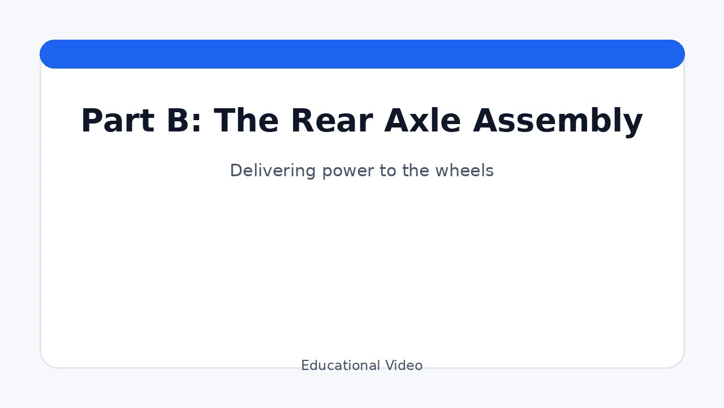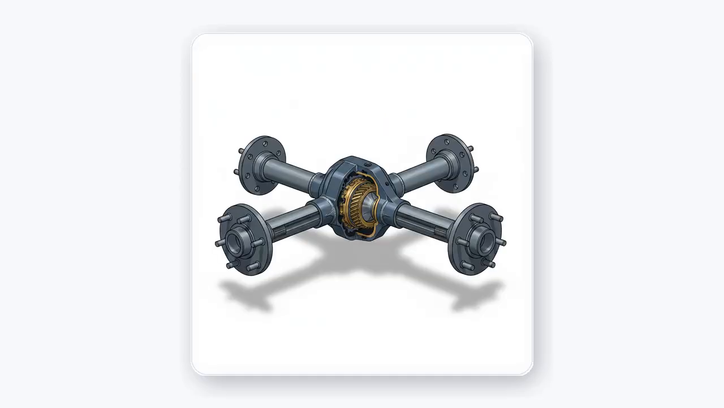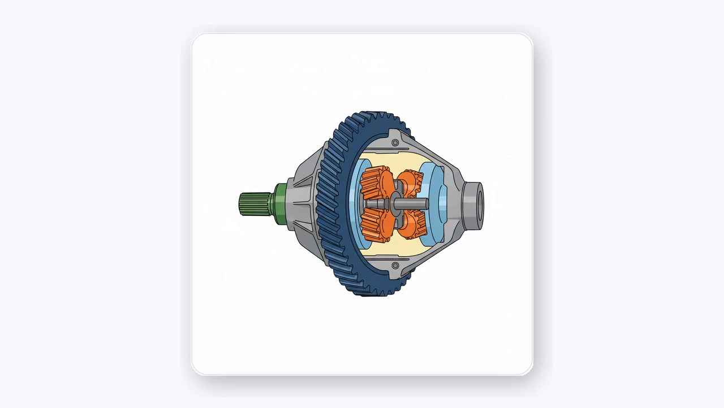the final work of turning the wheels. The rear axle assembly supports the vehicle's weight, houses the differential, and contains the axle shafts that connect to the wheels. Inside the axle housing is the differential. Its job is to split the power from the propeller shaft and send it to both wheels.